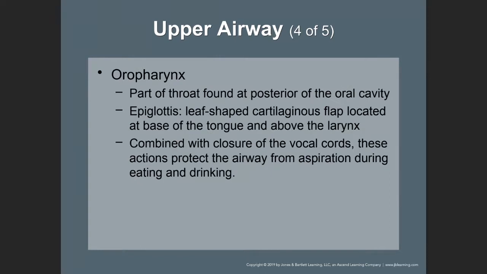Oropharynx: part of the throat found at the posterior of the oral cavity. The epiglottis is a leaf-shaped cartilaginous flap located at the base of the tongue and above the larynx. Combined with the closure of the vocal cords, these actions protect the airway from aspiration during eating and drinking. So the primary function of the epiglottis is to prevent anything that is not air from entering the trachea.